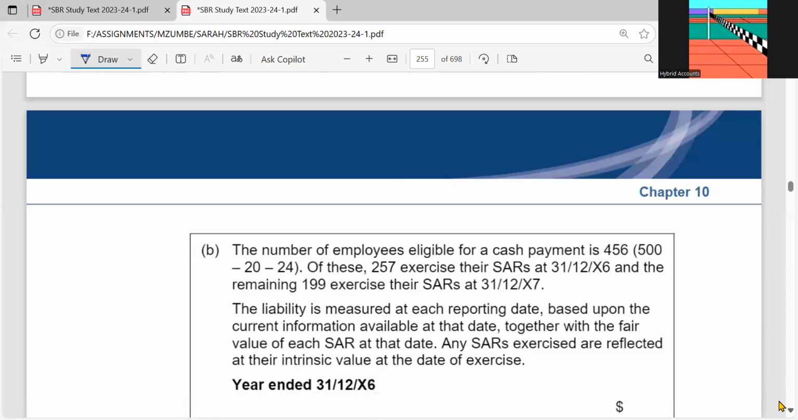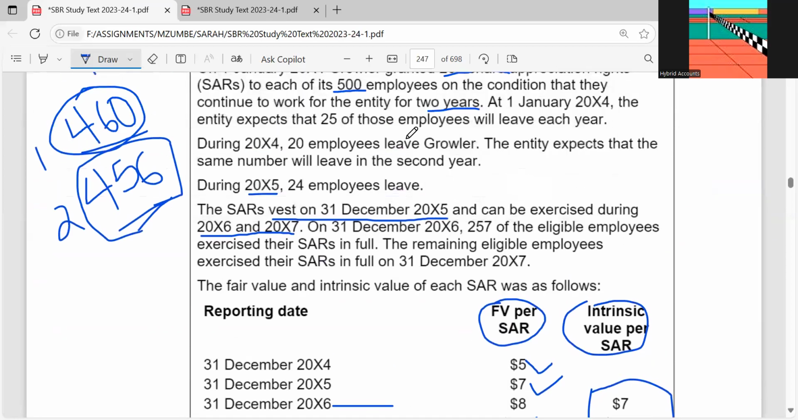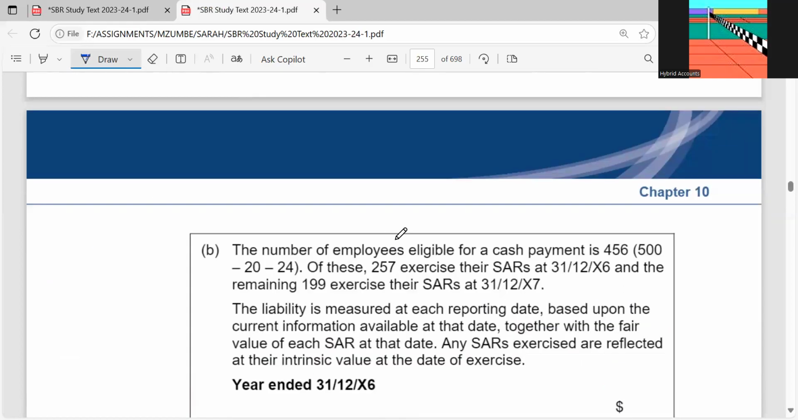Okay, so now you can see at the end of the 2 years, how many employees, how many people had the rights? We only had 456 employees, right? Which you also saw here, 456 employees.